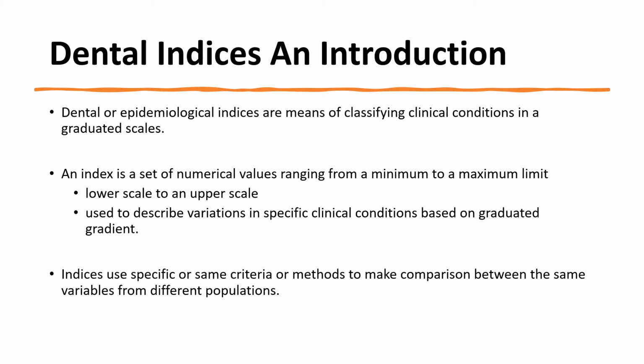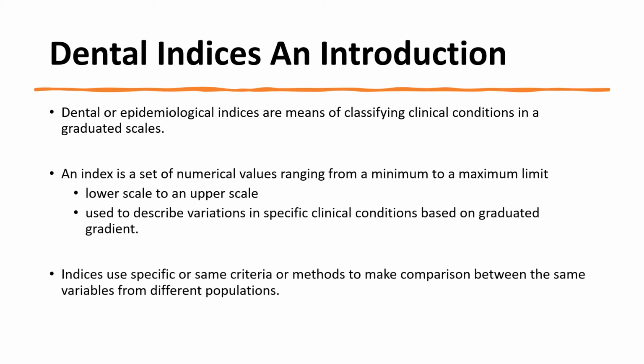So there is a clinical condition. For a clinical condition, there needs to be a means of classifying them, grading them, to know which one is mild, which one is moderate, which one is severe. That is very important, and that is what dental indices are used for. And then in this clinical setting, how do we classify these clinical conditions when we are talking about the community? How do we know which community has more of a particular disease than the other? How do we quantify that? That is what dental indices are used for.